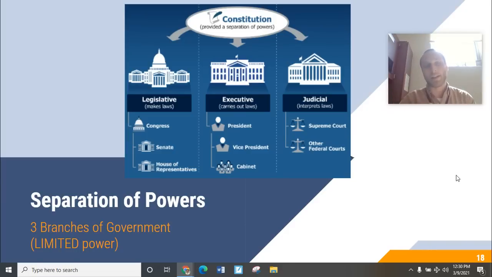So we know the legislative makes laws, the executive is going to be like the president who is carrying out the laws, and then we have the judicial who's going to make sure that the laws agree with that written document, the Constitution. So those three branches are what make up our representative democracy.